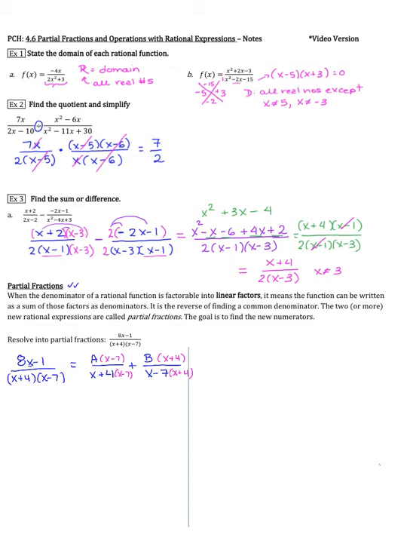Okay, so how does this work? I'm going to pull down my numerator here. Here's 8x minus 1, and I'm going to just distribute so you can see kind of what I'm getting at here. I have on that first fraction ax minus 7a plus bx plus 4b. All right?